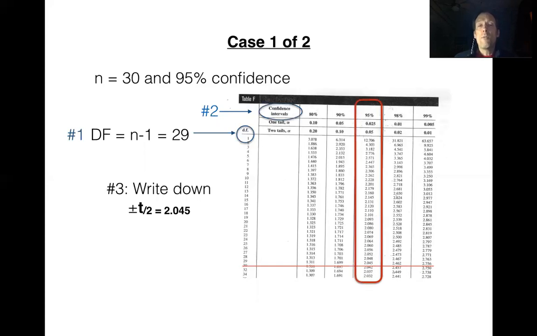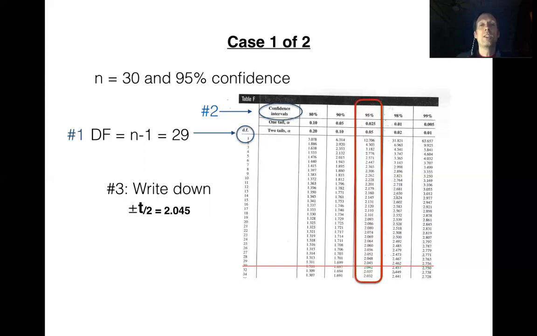Now, notice all the values in the t-tables are positive. That's because the inventor of the t-table knew that the distribution was symmetrical, so they only wrote down the positive values. Mentally, we have to remember that there's a plus minus involved in it.